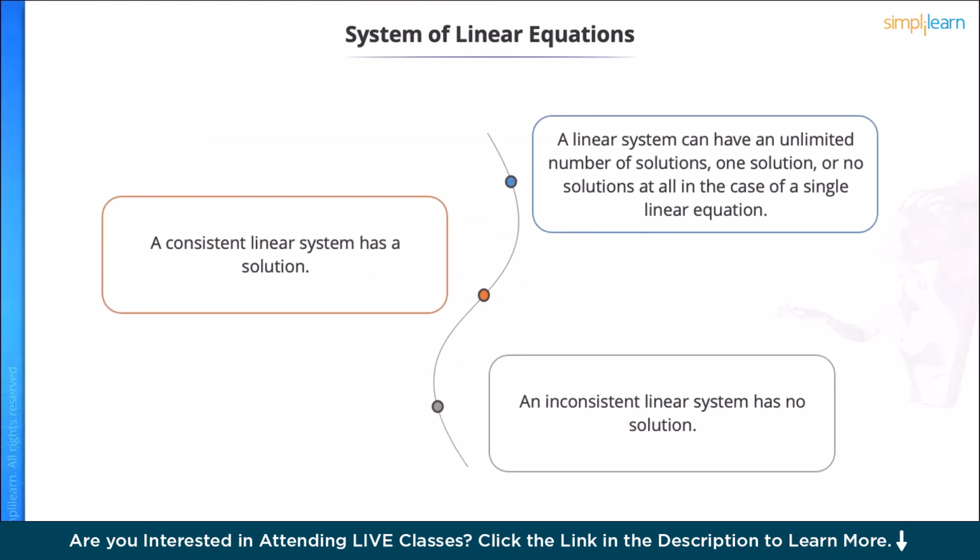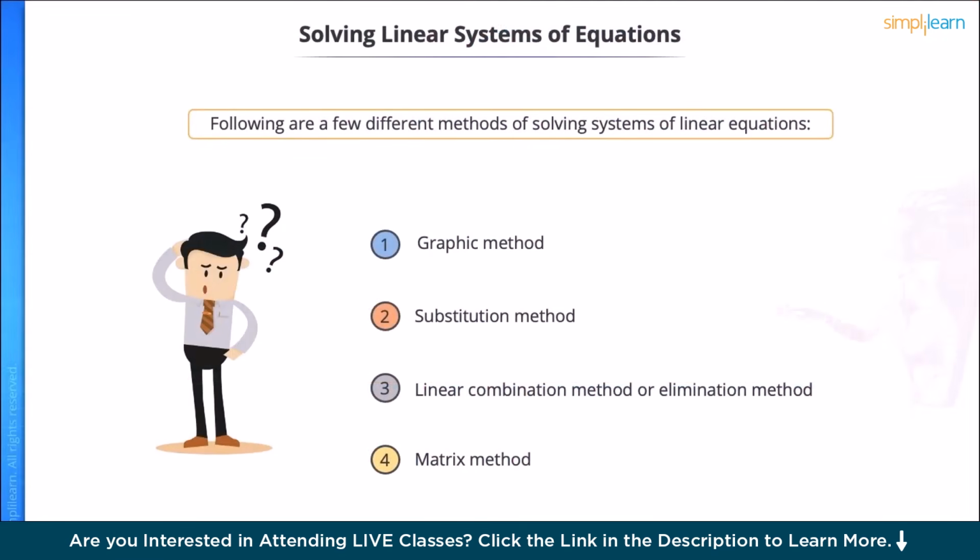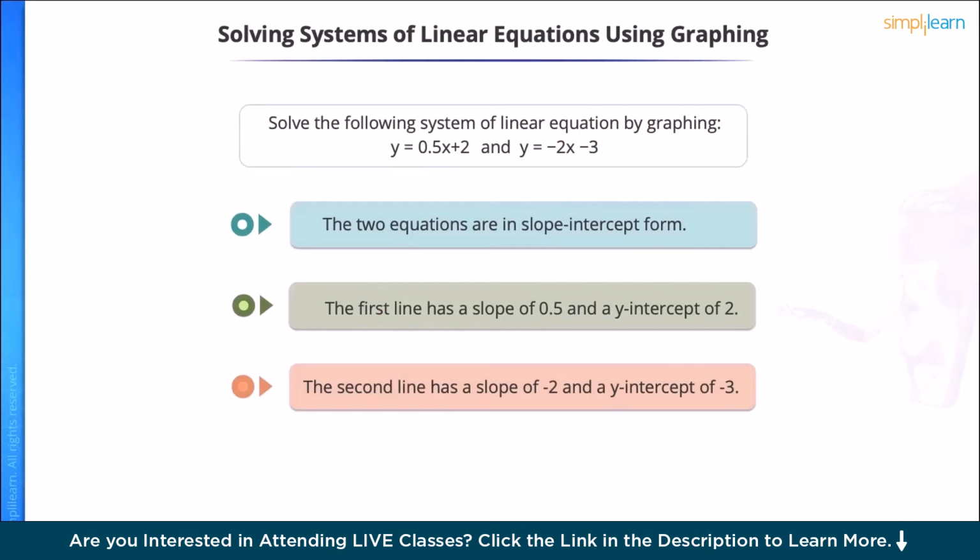A linear system can have an unlimited number of solutions, one solution, or no solution at all. A consistent linear system has a solution, while an inconsistent linear system has no solution. Solving linear systems of equations. Various methods can be used, which include the graphic method, substitution method, linear combination or elimination method, or a matrix method.